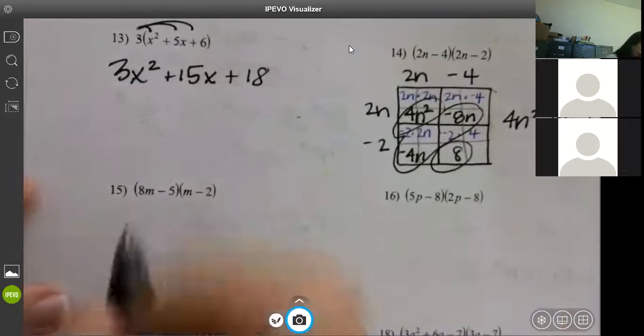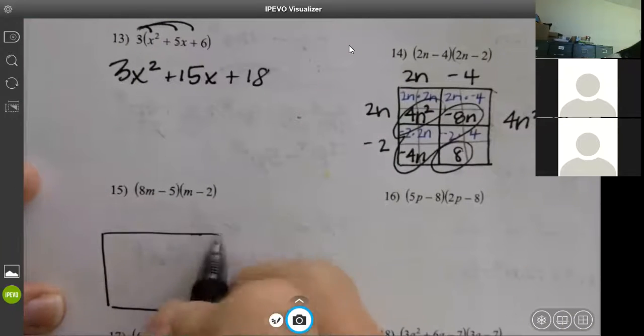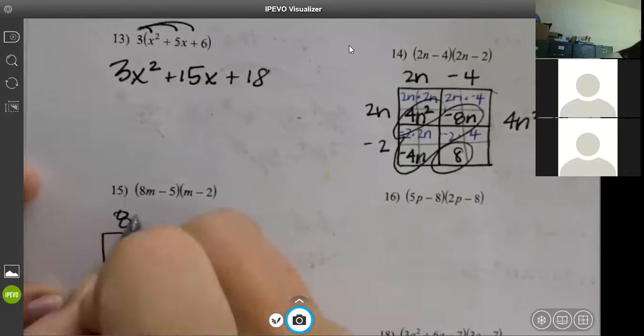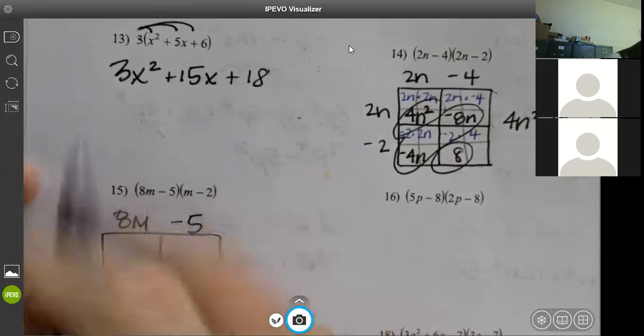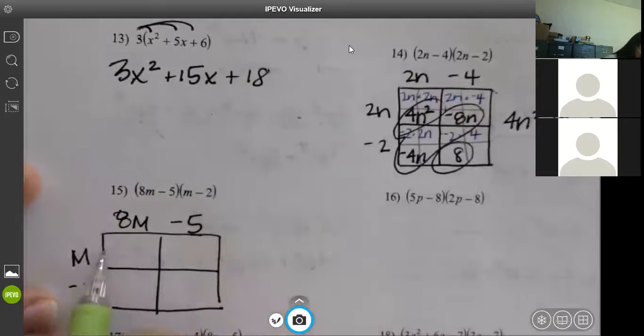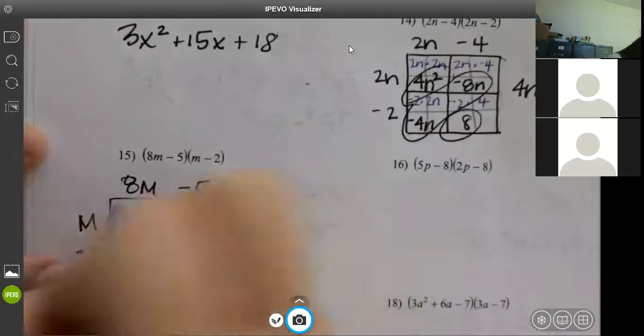Next. Same thing. Draw my box. We have 8m and negative 5, m and negative 2. If you have to draw the lines and put the stuff in there, that's fine. If you don't, you don't have to.